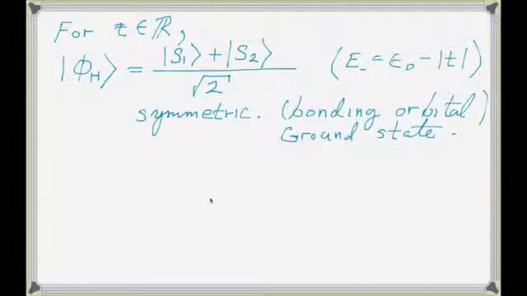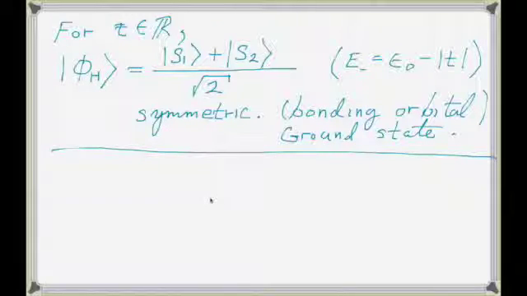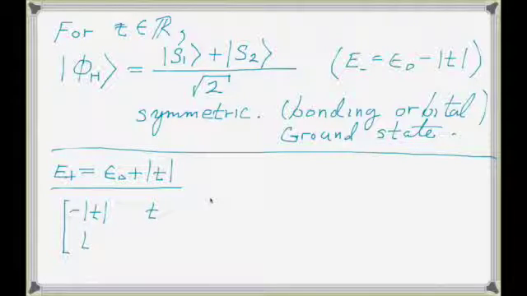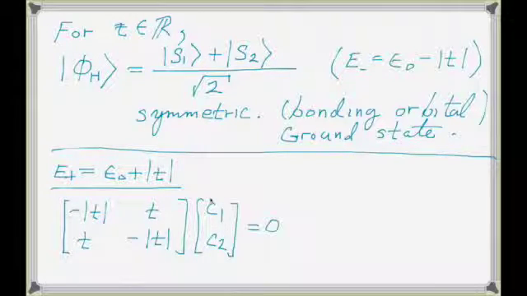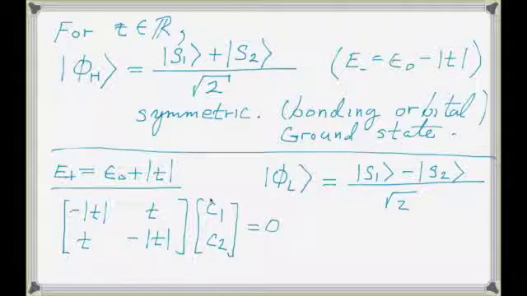Now we go through the same thing for the higher energy, E plus, which is equal to epsilon 0 plus magnitude of t. And we put that back into our matrix, H minus E, and now we get minus t. And since our t's are real, I won't bother with the star here. And you solve that, and you get that for C1 and C2, phi of the LUMO, the higher one, is just the anti-symmetric combination, which means C1 is 1 and C2 is negative 1.